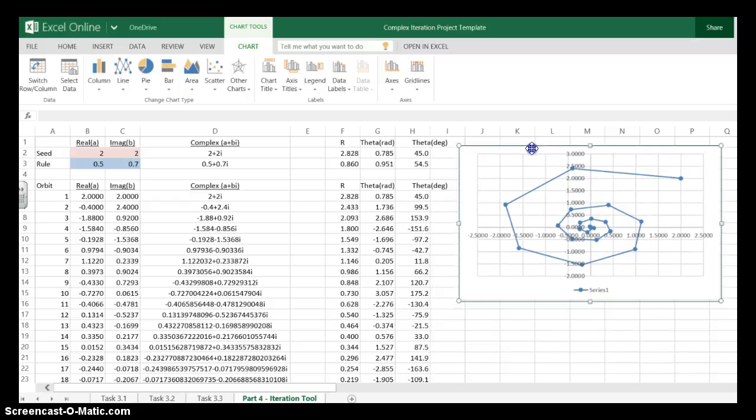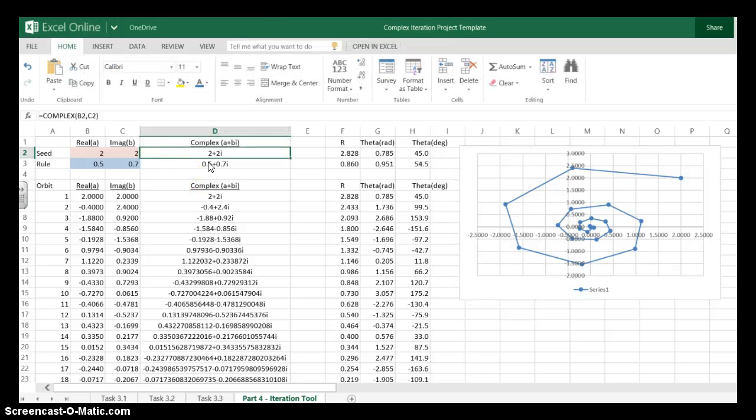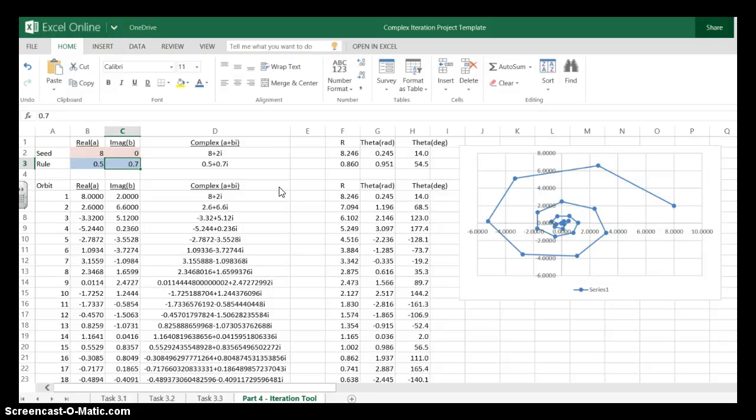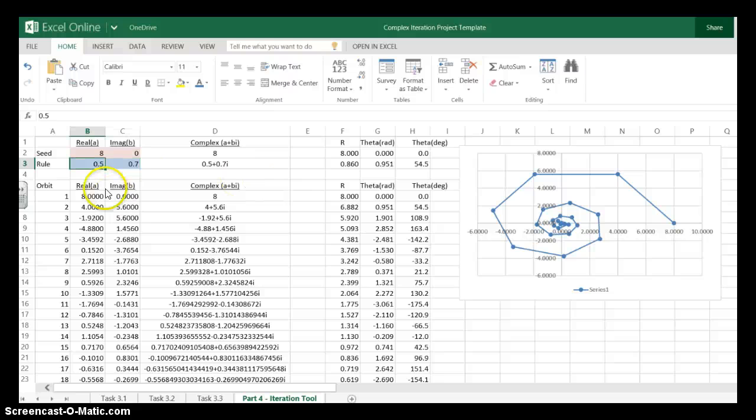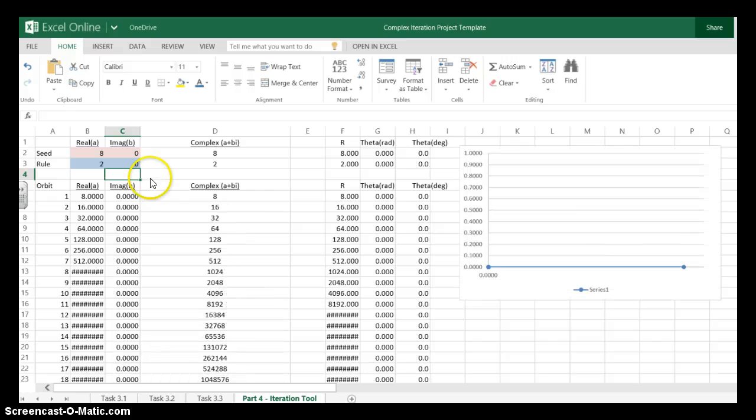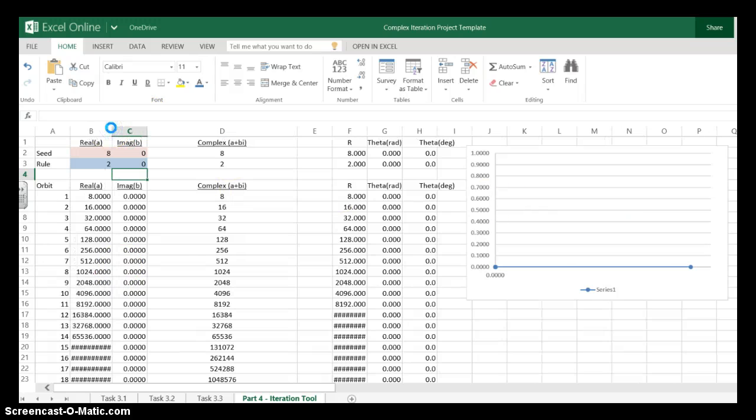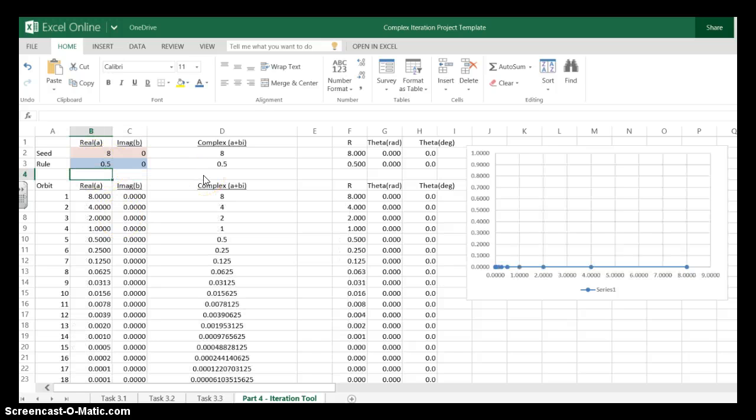Okay, I'm just going to move this graph up here a little bit. Now let's play around with this a little bit to make sure we think it works okay. One thing we can check is if we only use real numbers, we should be able to reproduce what we did in task 3.1. So if we make the seed 8 plus 0i, and we make the rule 2 plus 0i, we can see that our number just goes from 8, 16, doubles every time. So the picture's not that interesting, but we can check the numbers here. I'm going to make this range a little bit bigger. We can see that that works okay. Or if I change this to 0.5, we should get 8, and it decreases by half every time.